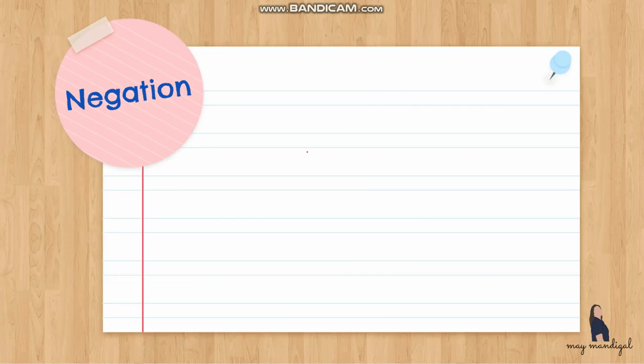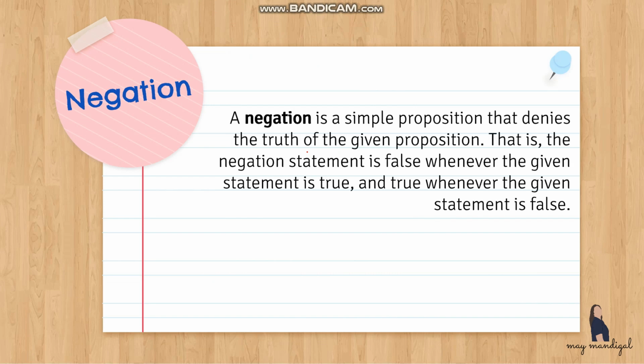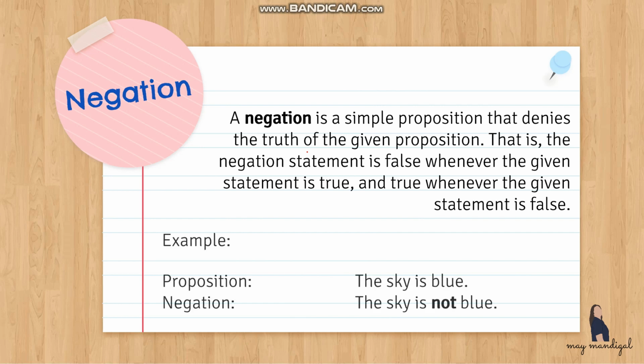We also have what we call negation. A negation is a simple proposition that denies the truth of the given proposition. That is, the negation statement is false whenever the given statement is true, and true whenever the given statement is false. So from the name itself, we are just getting the opposite truth value of the original simple proposition. An example would be, let's say the proposition is the sky is blue. If we get the negation of that, then that will be the sky is not blue.